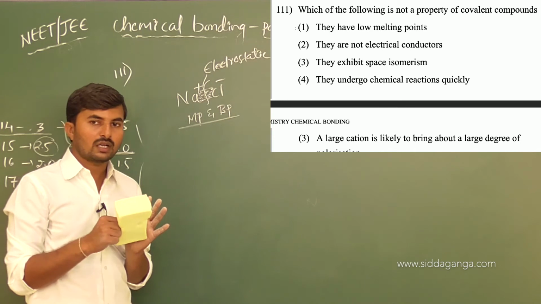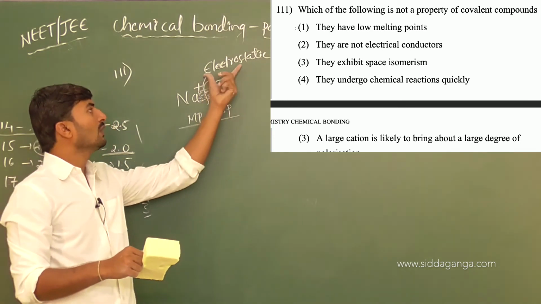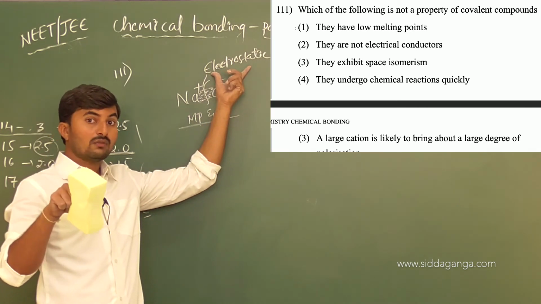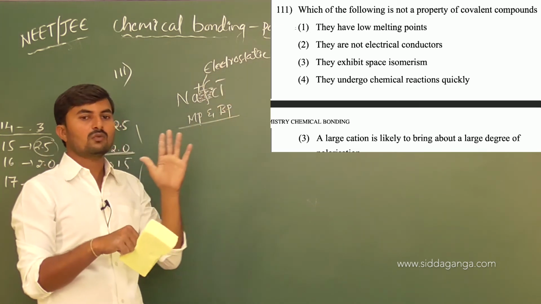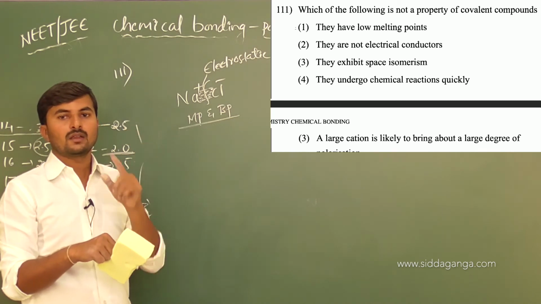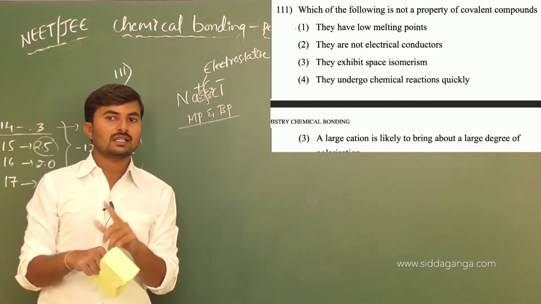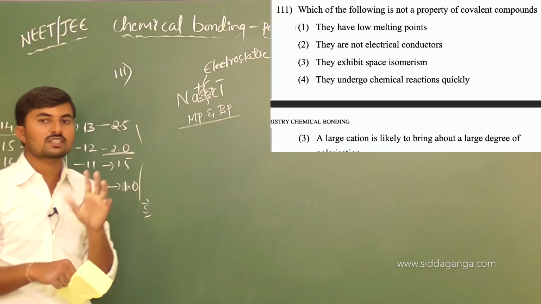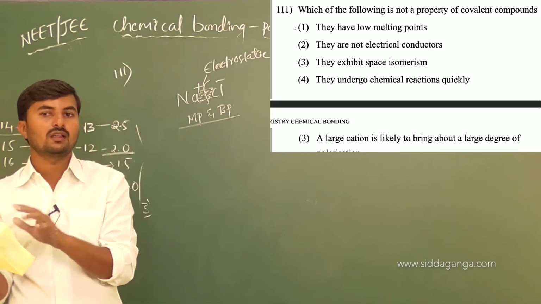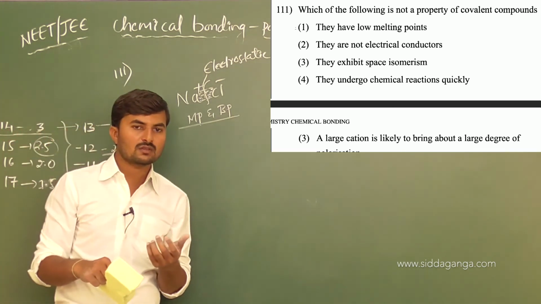Since the reaction is between two non-metals, the strength of the bond is a little bit weak when compared to that of ionic. A covalent bond is also a strong bond, but when compared with the ionic bond, it has lower stability, or less strength. Okay, the first one is they have low melting points, that is a correct option. The second one, they are not electrical conductors because they do not possess charges. Okay, we do not produce clear positive and negative charges or clear ions. Third one, they exhibit space isomerism. What is meant by this space isomerism?